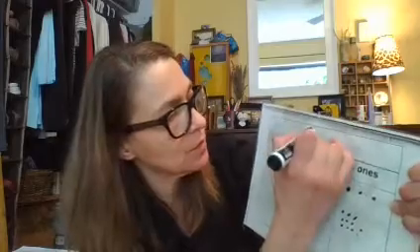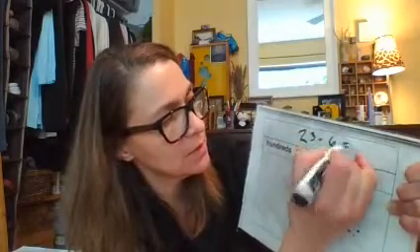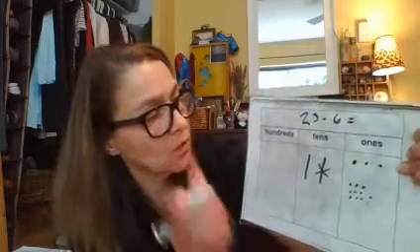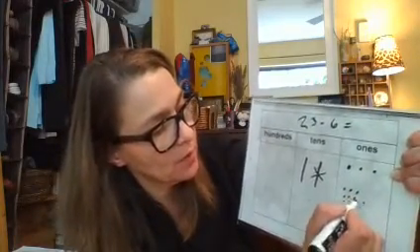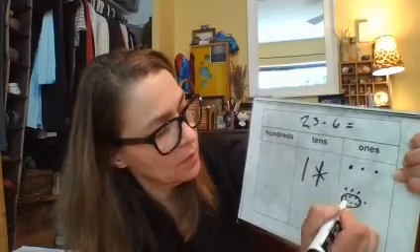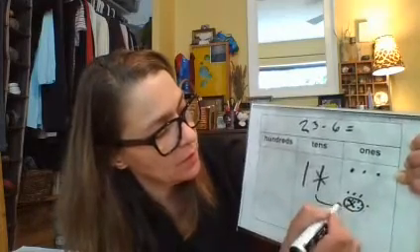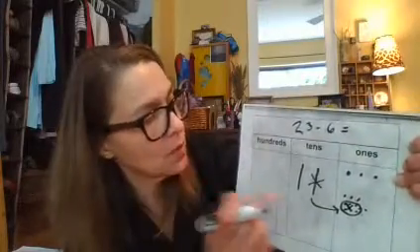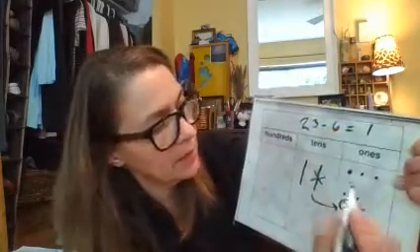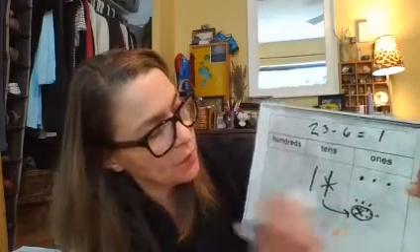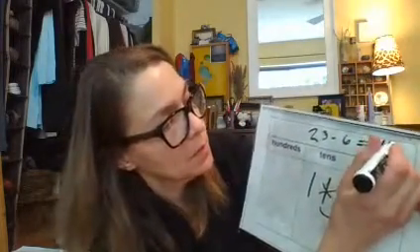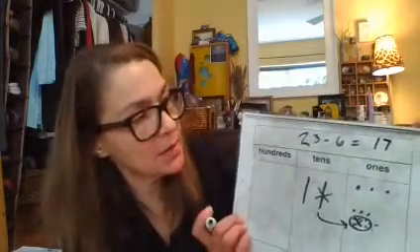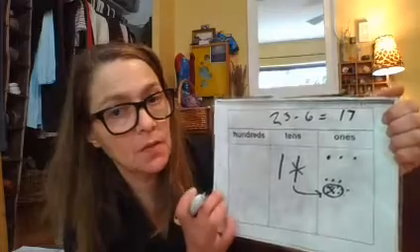So we have 23 minus 6. So we take that 6 and we count 6 and we take it away. So we're left with 1 ten and 3 plus 4 ones. So 23 minus 6 is 17.